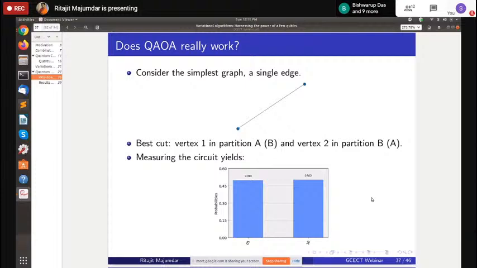Because this is a very simple example, with a single iteration it is giving you the best possible solution. But if you move to much more complex, much larger graphs, you don't really expect that with p equal to 1 you will always have the best possible solution. What we want is that the solution with the highest probability, your expected solution, should be very close to your optimal solution. That is how approximation algorithms work, right?